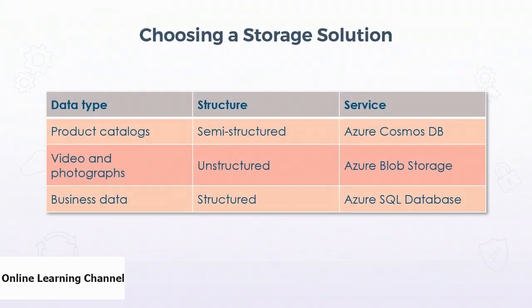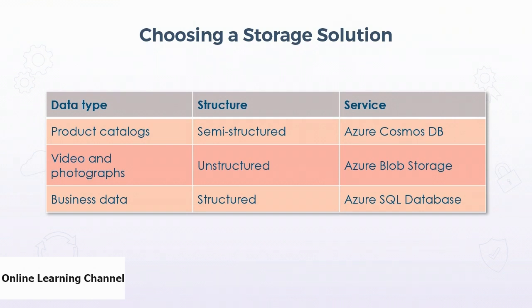Knowing the different categories of data you have can greatly impact what sort of data service you implement. For example, product catalog data is generally semi-structured. There's lots of different types of products out there, and you know what properties they have, but each product type is different from another type of product. So this type of data is what we call semi-structured. And one of the best services in Azure for semi-structured data is Azure Cosmos DB.